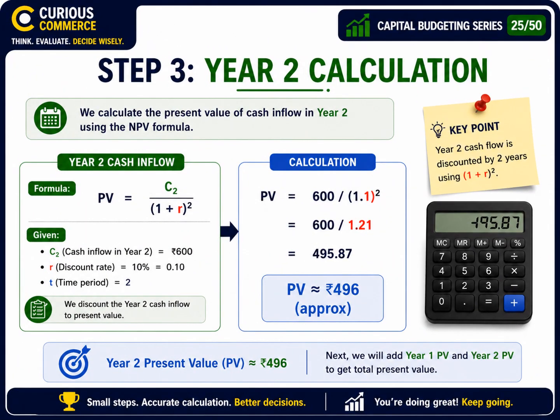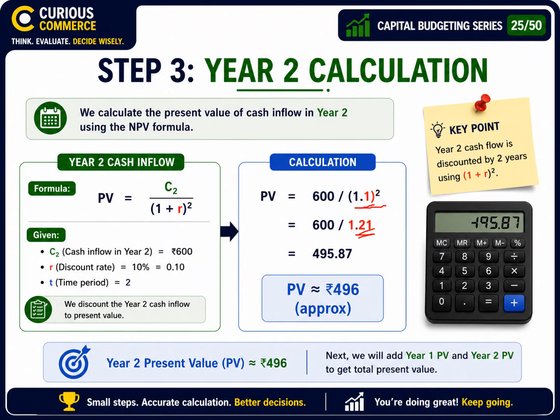We move towards the second year. This time the money comes after 2 years, so discounting becomes larger. The formula is the present value equals cash flow of the second year divided by (1 plus r) to the power of 2. That is, 2 means the time, that is 2 years. Now calculate carefully. 1.1 squared means 1.1 times 1.1, which is 1.21. Now 600 divided by 1.21, notice this amount, is approximately 496.